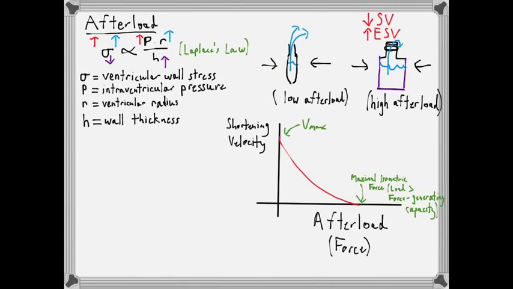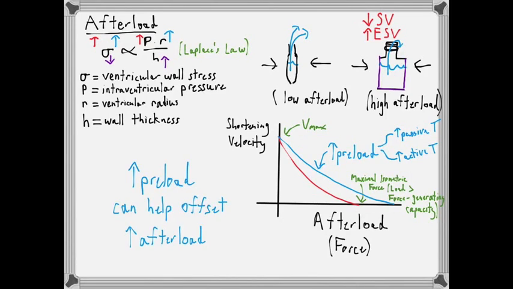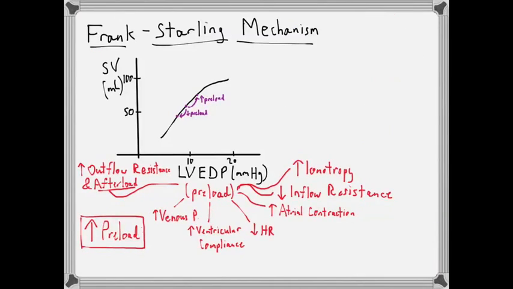Now, it should be noted that if we were to increase preload, we would increase the stretch of our myocytes, and increasing our stretch in myocytes, as we will recall, will increase the passive tension and also increase the active tension in our myocytes, and that will increase our ability to shorten the myocytes. The point here is that increases in preload can help offset increases in afterload. Now back to our Frank-Starling mechanism. Recall in the previous slide that I had said that an increase in afterload leads to a corresponding decrease in stroke volume, and that's true at a given preload.